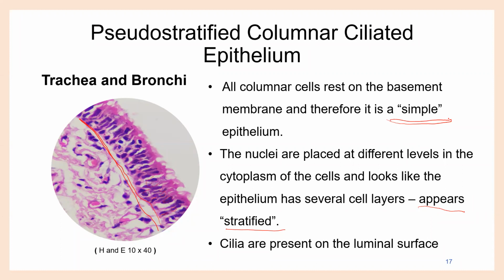All right, so this is again H&E 10 to the power 40 high magnification slide. Below the basement membrane you can see the connective tissue, cross sections of blood vessels, and some immune cells, mostly lymphocytes. Here you can see the cilia. These are generally of the same size, and on top of this you would get a layer of mucus.